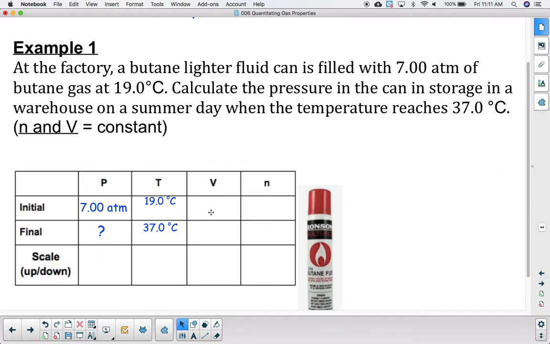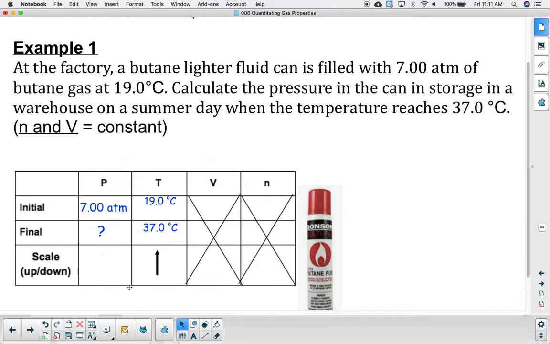We haven't mentioned volume or number of particles here, so we'll just cross those columns out to represent that the number of particles and the volume of the can remain constant throughout the problem. Now we're going to use the direct and inverse proportionality ideas from class to decide if we should upscale or downscale. During this process, the temperature increases from 19 degrees Celsius to 37 degrees Celsius, so our temperature increases.